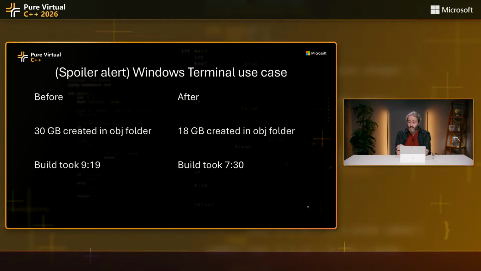And the disk savings were massive. We went from 30 gigs down to about 18 gigs in the object folder. This is a huge win. It can matter a lot when you're running CI builds on things like cloud images, where storage space can be more scarce than your typical desktop, monster terabyte drive. You can use smaller, less expensive images, things like that.